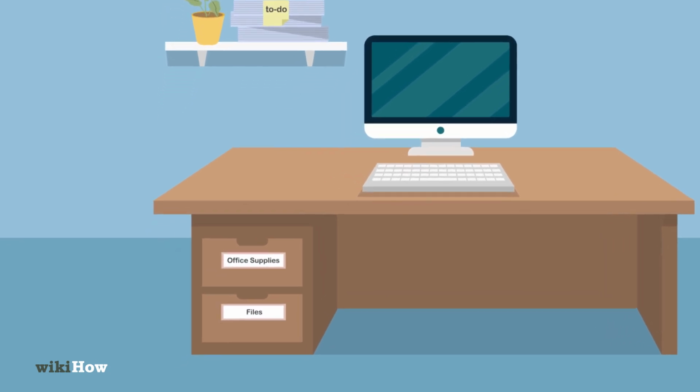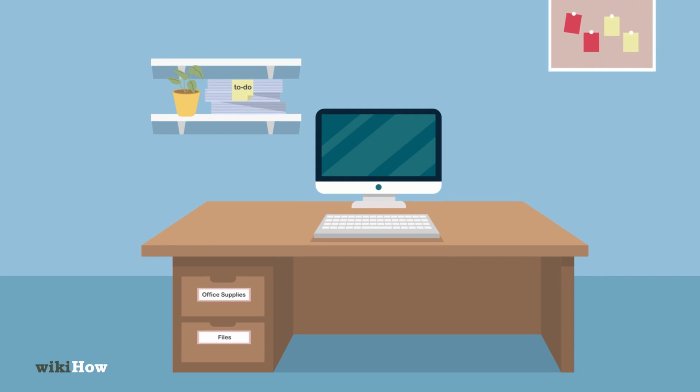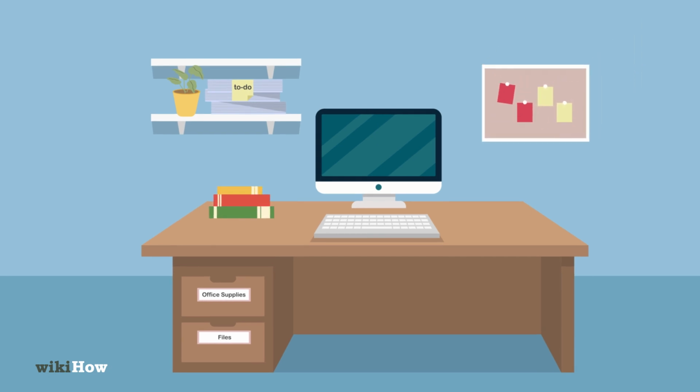Label drawers and shelves to stay organized, but be specific so they don't become cluttered. Keep important items accessible and within reach, and place a trash can nearby to prevent clutter.